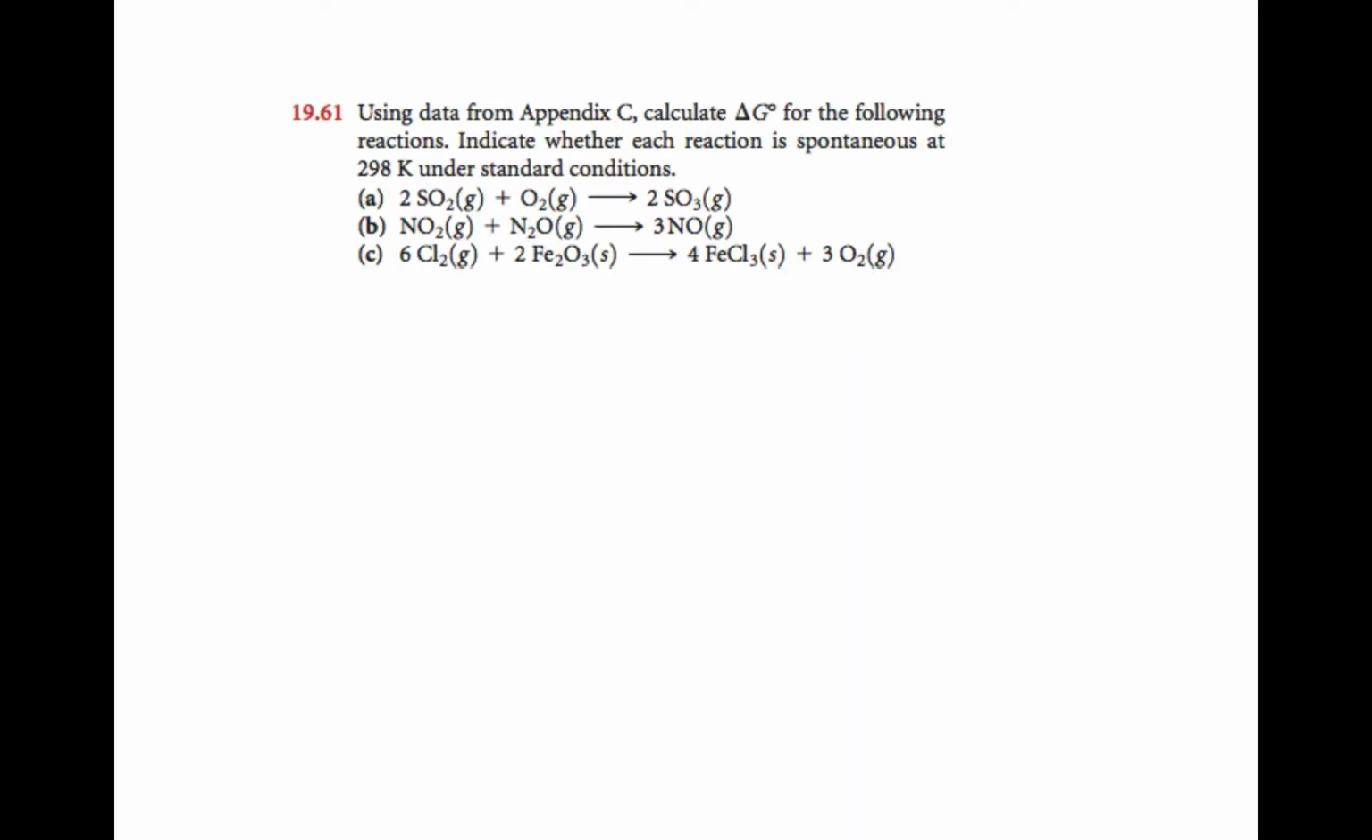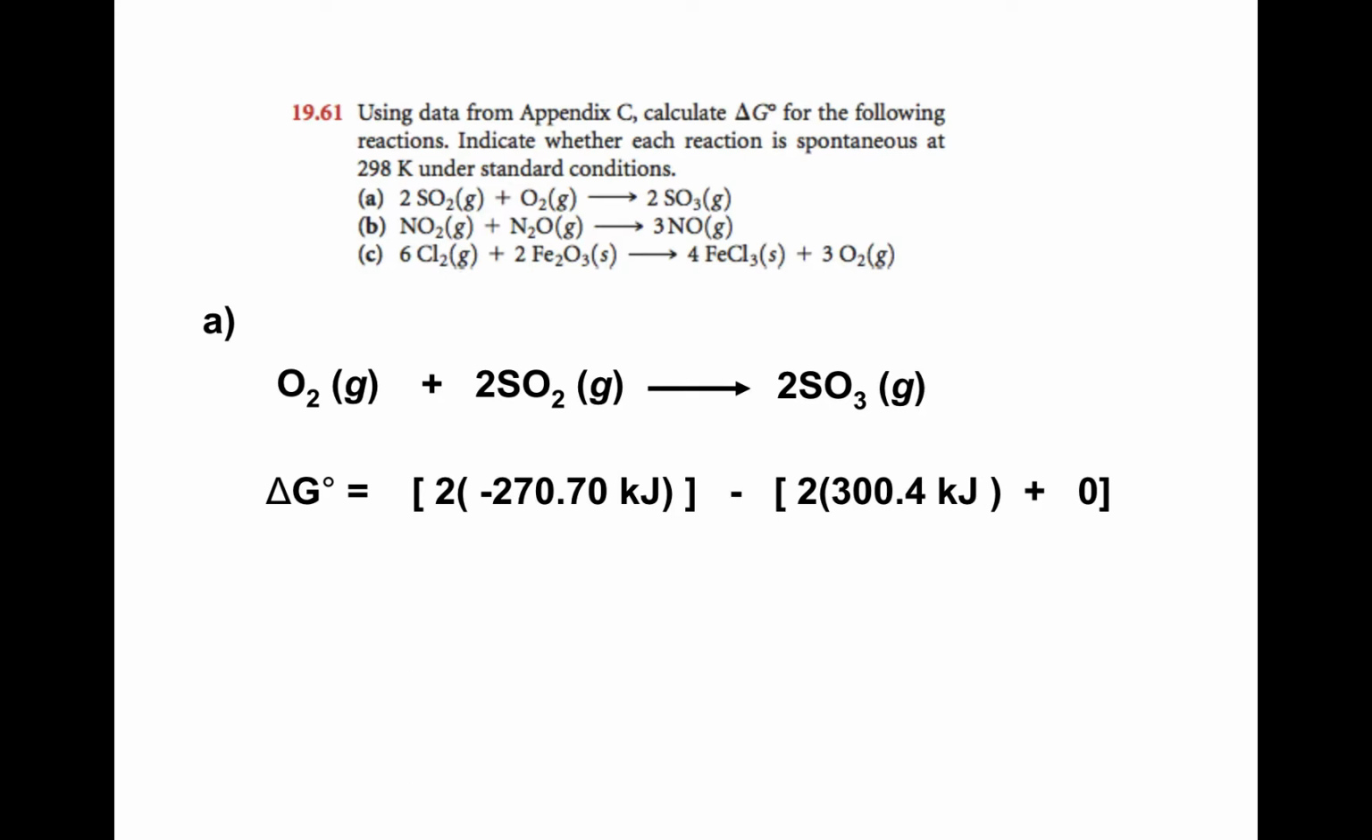Using the data from Appendix C, calculate the delta G naught value for the reactions. Indicate whether the reaction is spontaneous at 298 Kelvin under standard conditions. All right, so we've already established that if you have a negative value for delta G naught, you're going to have a spontaneous reaction. So I just plug into products minus reactants, right?